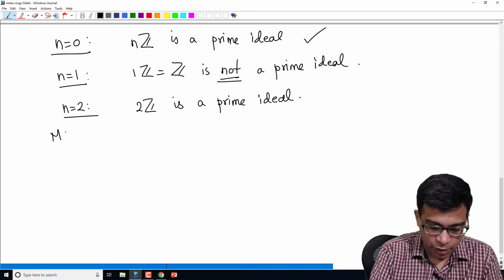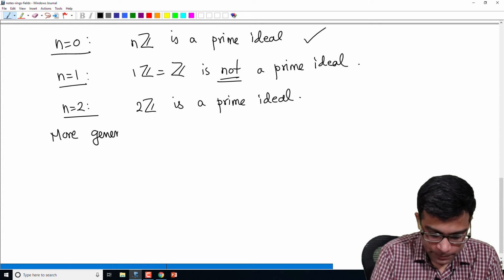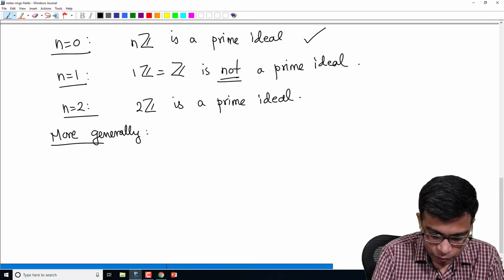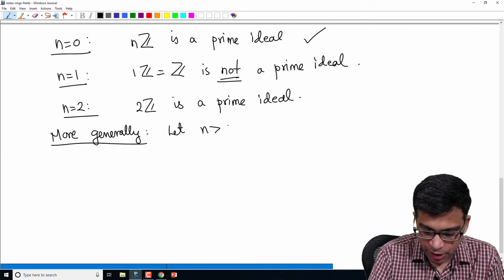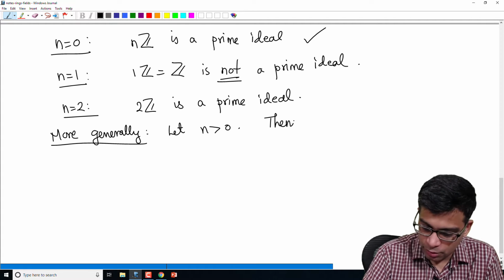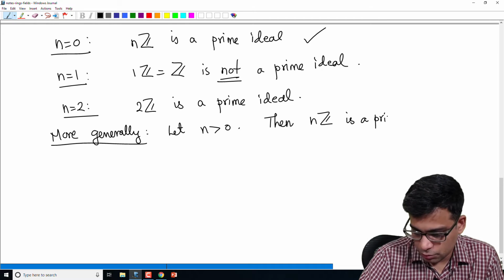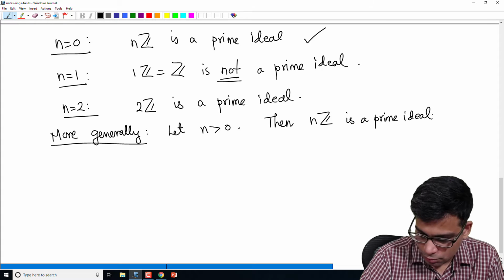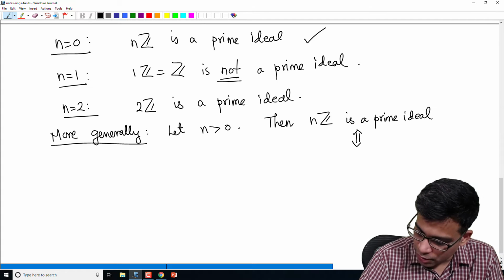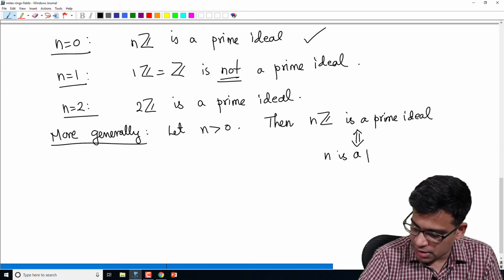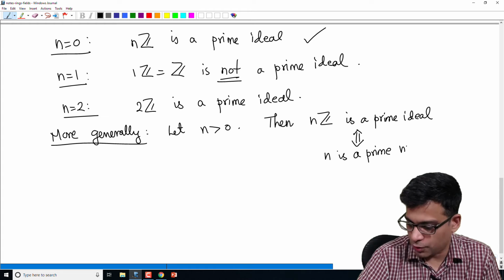In fact, more generally, let n be a positive integer. Then nZ is a prime ideal if and only if n is a prime number. This is what I want to prove now.